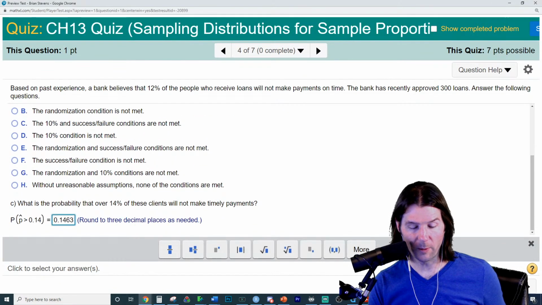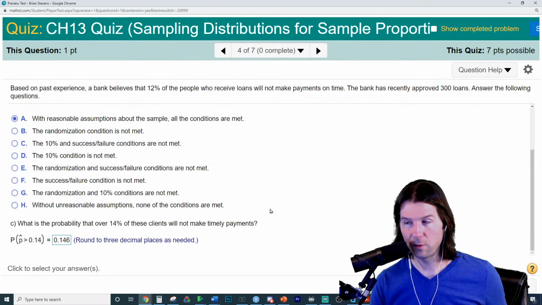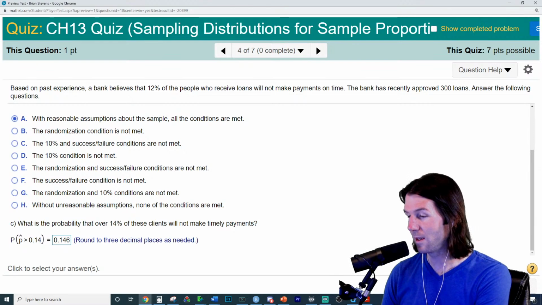So let's talk briefly about what we have. I hate that it's almost exactly 14. Be careful on your rounding. We got it. Should have taken a deep breath. I was a little bit scared there.